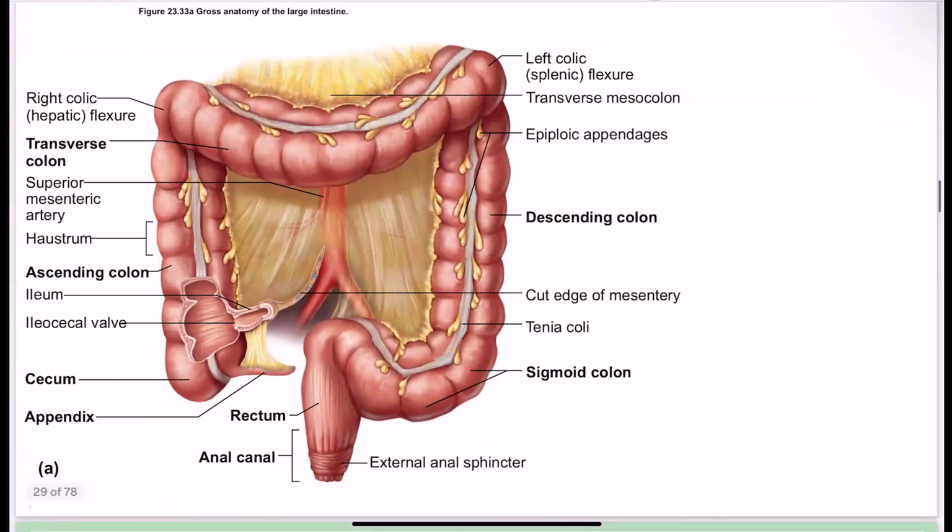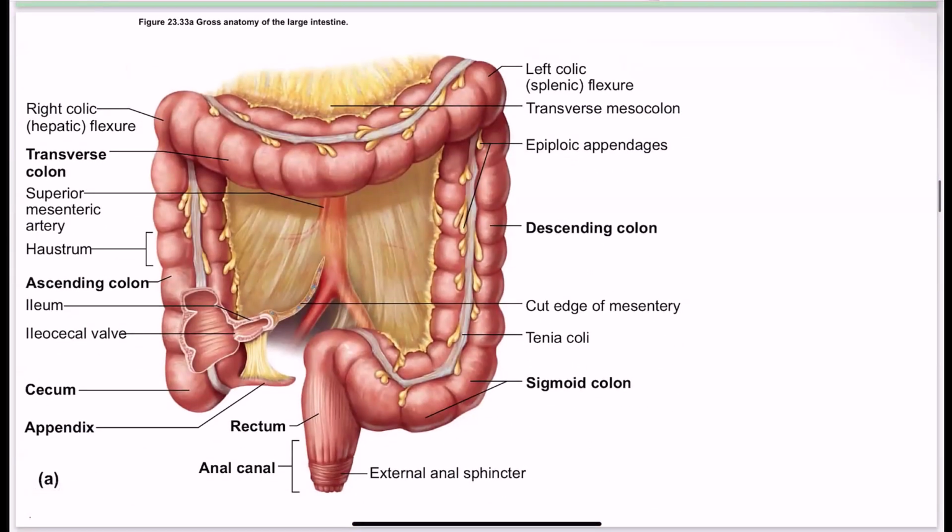So, speaking of the large intestine, that's what's next. There's a passageway from the small intestine to the large intestine, and that's called the ileocecal valve. It's called ileocecal because the last portion of the small intestine is called the ileum.